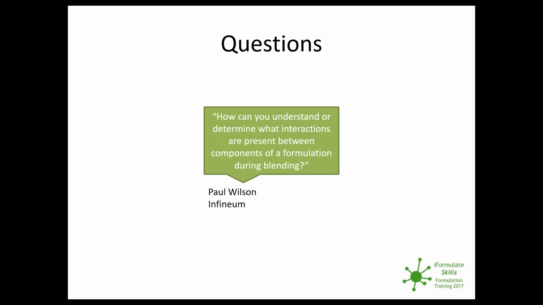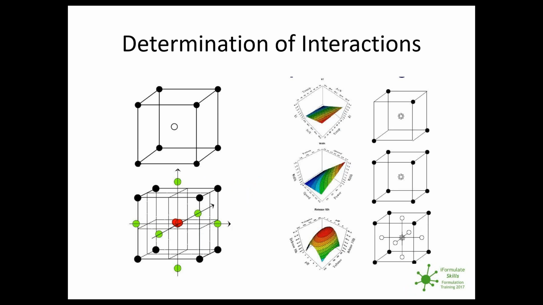So if we move on now, Paul Wilson's asked us a question here, and I think I'll field this one to start with, which is how can you understand or determine what interactions are present between components of a formulation during blending? I'd like to deal with this in two parts. It says understand and determine. Well, determination of those interactions, which take place during lots of formulation processes, is one of the most difficult things to do, and the traditional intuitive one-by-one design approach doesn't normally get you there. You can be lucky, but it doesn't normally get you there.